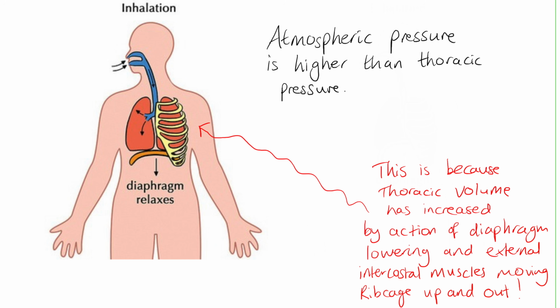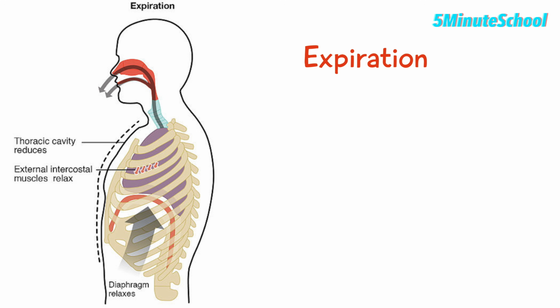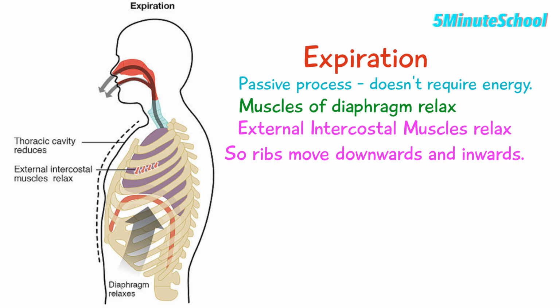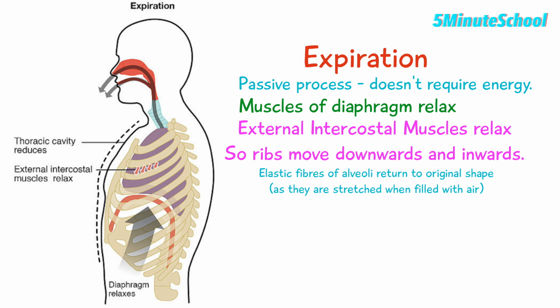We then have expiration, and this is actually a passive process, so it doesn't require energy. The opposite happens, so we have the muscles of the diaphragm relaxing now instead of contracting. They relax and the diaphragm moves back into its resting position. The external intercostal muscles relax, so the ribs move downwards and inwards. The elastic fibers of the alveoli of the lungs also return to their normal length.